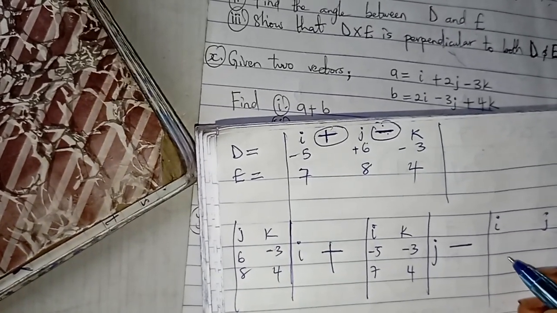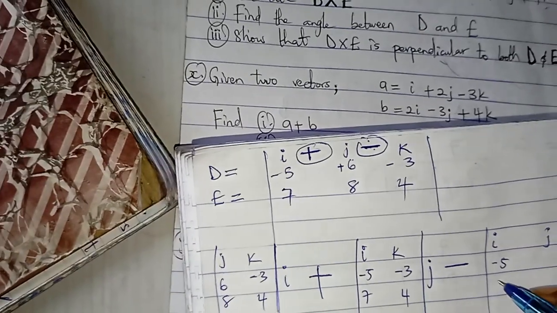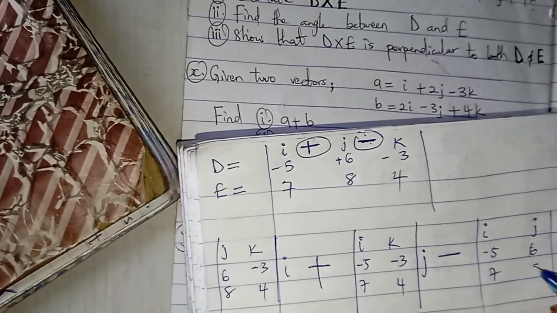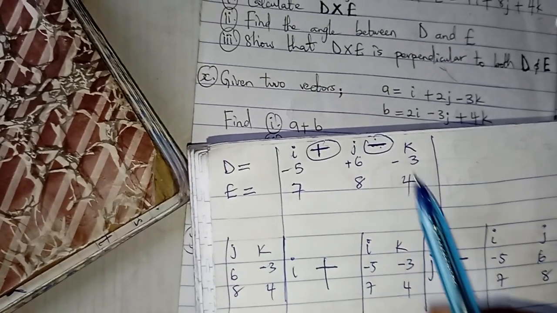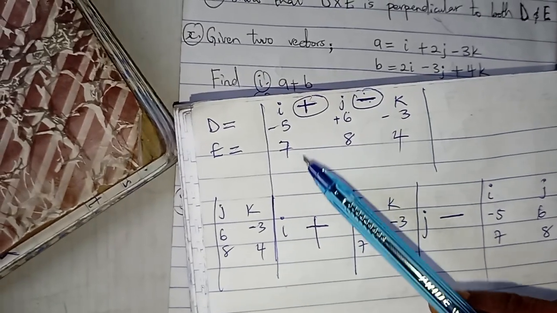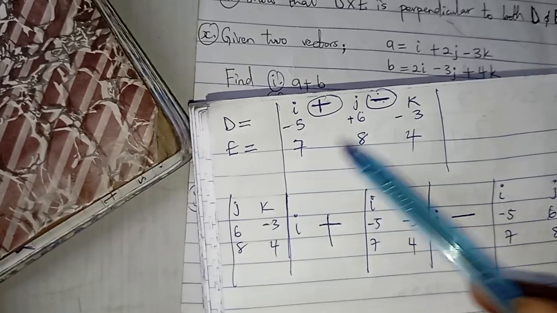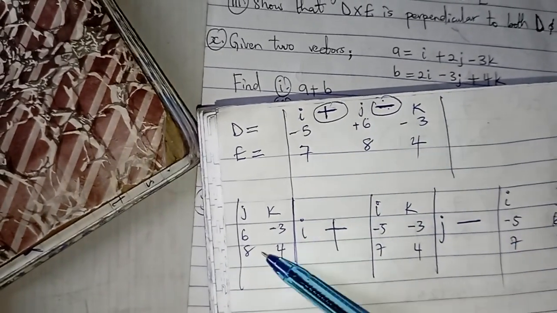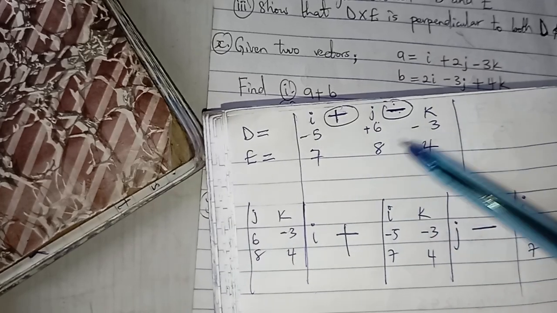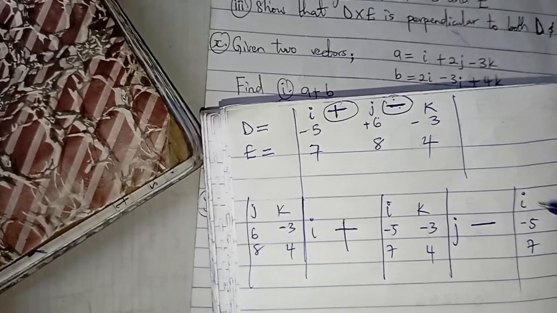So i, j: I will now have minus 5, 7, then 6 and 8. I want to be sure I do not make any mistake, because most of the time with this kind of thing you will just be looking, but your eye will deceive you. So for i, j and k; for j, i and k; for k, i and j.